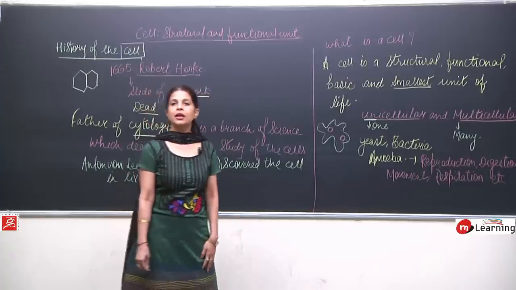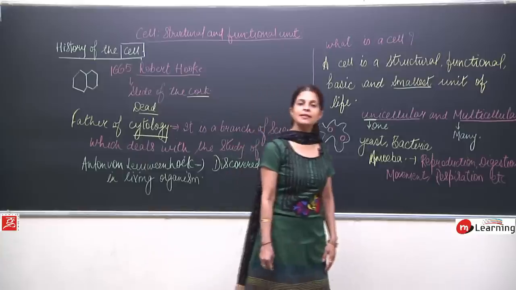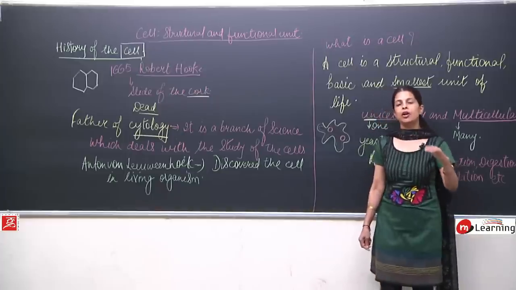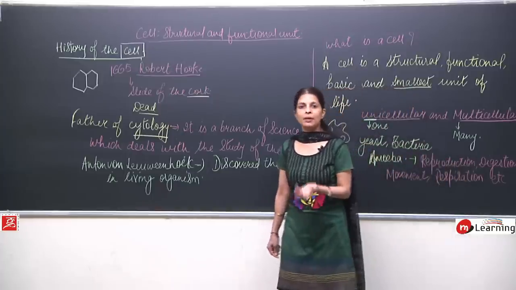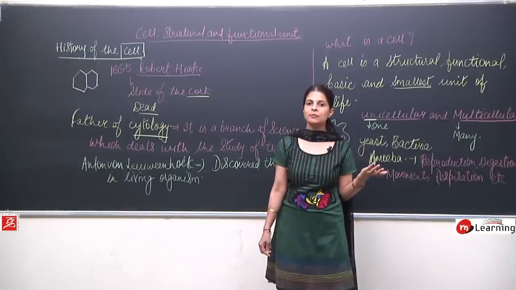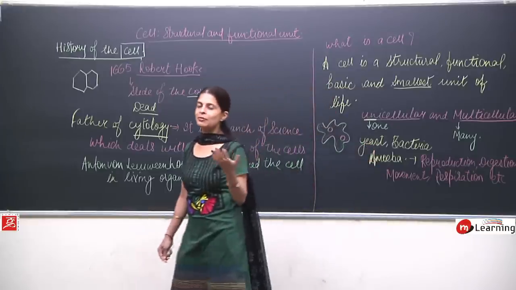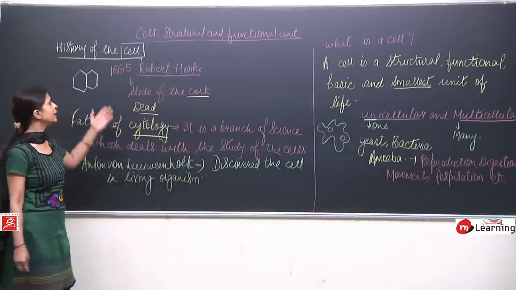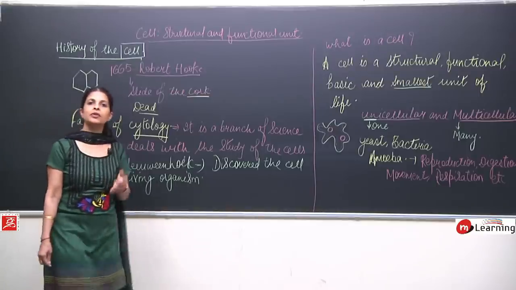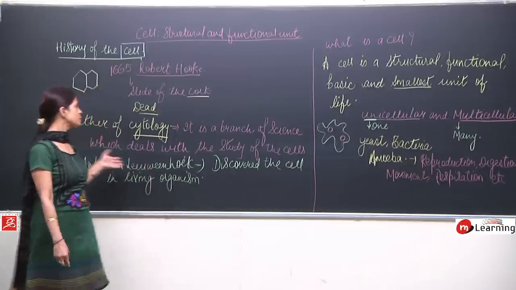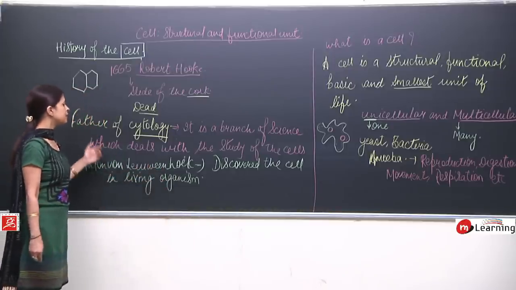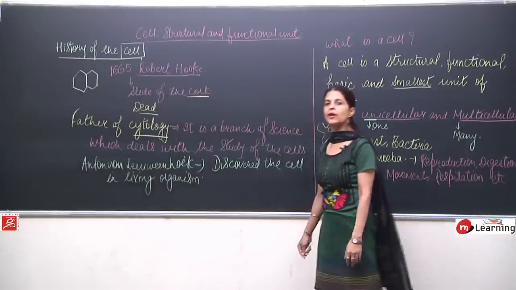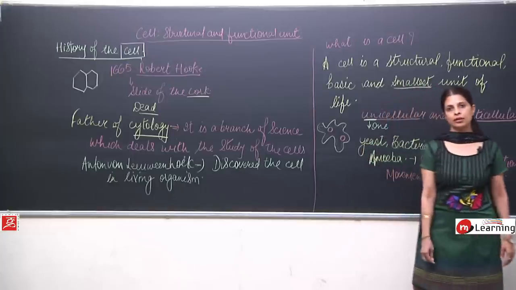Who discovered the cell? Robert Hooke in 1665 discovered the cell. He observed the cell in a slide of cork, or we can say bark. But the cell was present in what? Dead tissue. It was present in a dead part. The cork and the bark come under the category of dead tissue. So, who was the one who discovered the cell in a living organism? It was Anton von Leeuwenhoek. He was the first one who discovered the cell in a living organism.